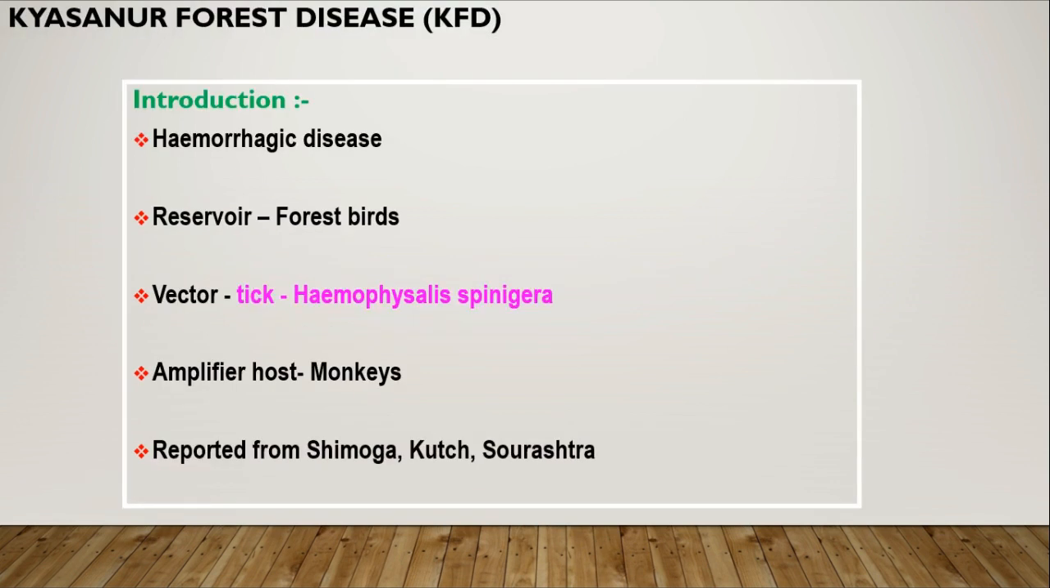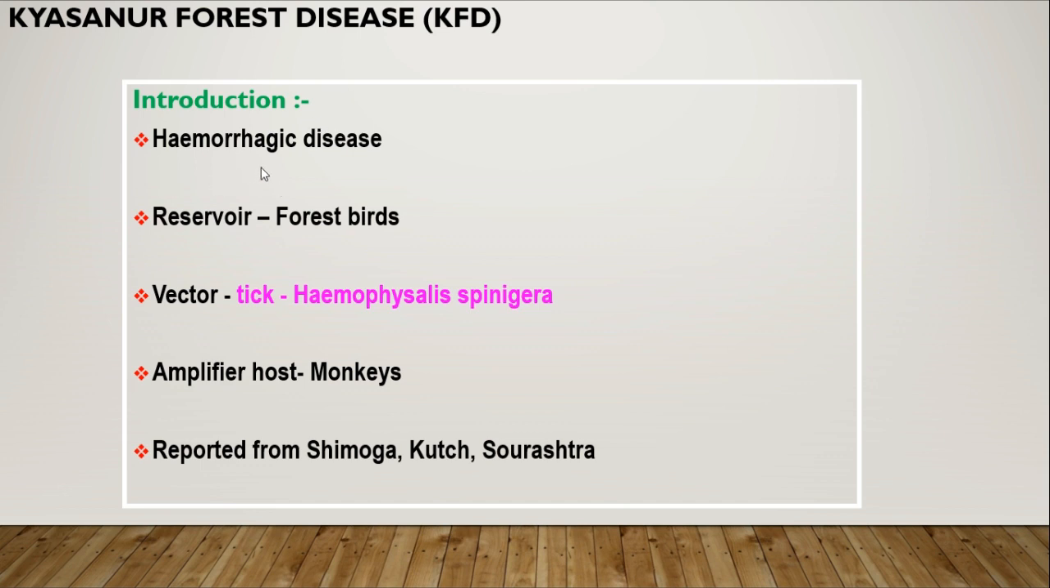Alright, so let's learn something about a few flaviviral infections which are transmitted by ticks. Tick transmitted flaviviruses are many, but the commonest and the most significant in the Indian subcontinent is of course this one, Kyasanur forest disease or KFD, which causes severe hemorrhagic fever in affected individuals. Kyasanur forest disease or KFD was identified from the monkeys of Kyasanur forest in Shimoga, Karnataka. That's why the term KFD.